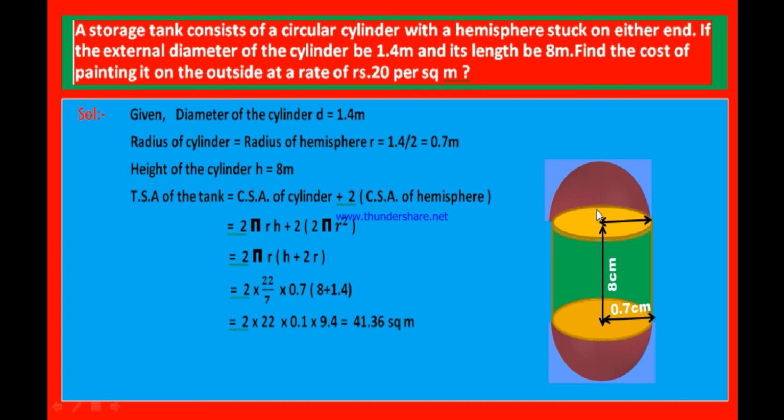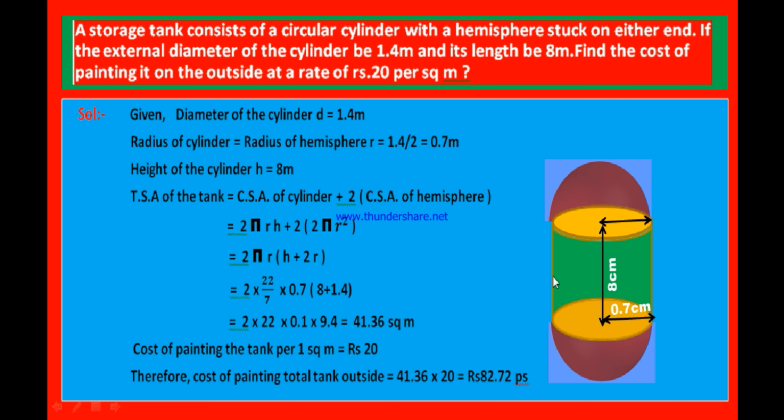And what is the height of the cylinder? The height of the cylinder is 8 meters. Now we have to find the area of this total tank. The total tank is nothing but the curved surface area of the cylinder plus the curved surface area of this hemisphere plus the curved surface area of this hemisphere. That is the curved surface of the cylinder plus 2 hemispheres, therefore 2 times the curved surface area of the hemisphere.